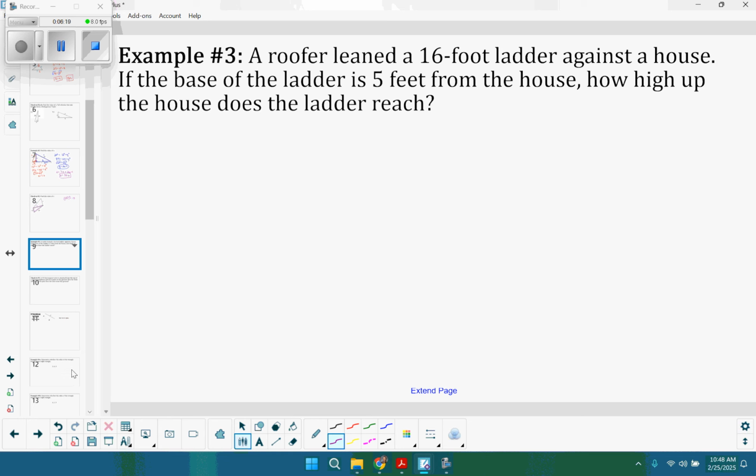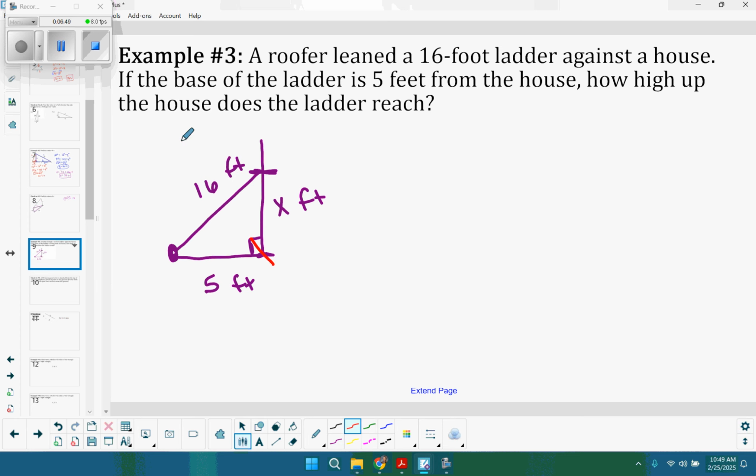So for example 3, a roofer leaned a 16-foot ladder against a house. So we have a 16-foot ladder leaning against a house. The base of the ladder, here's the bottom of the ladder, is 5 feet from the house. So 5 feet from the house would be here. How high up the house does the ladder reach? So we're looking for this distance here. We're looking for that side of the triangle.